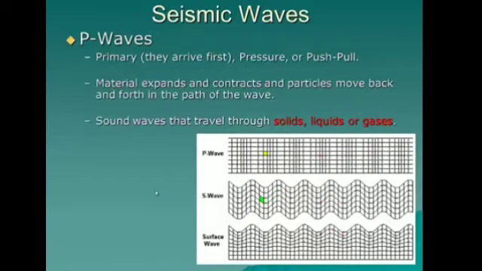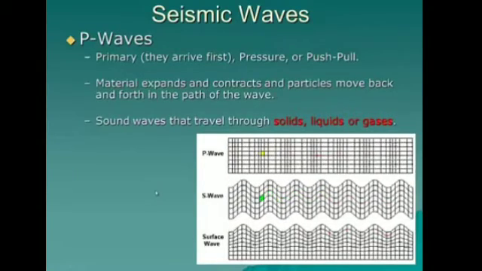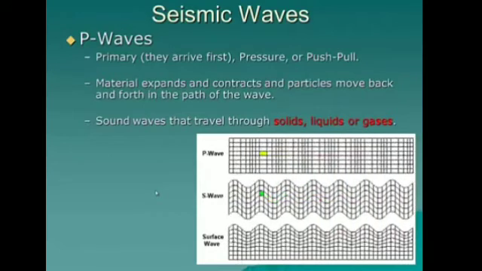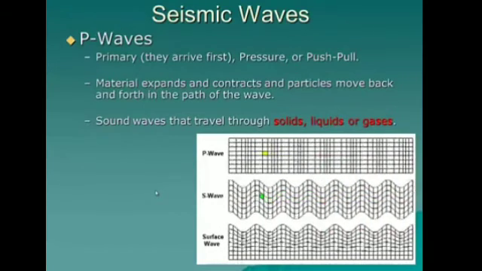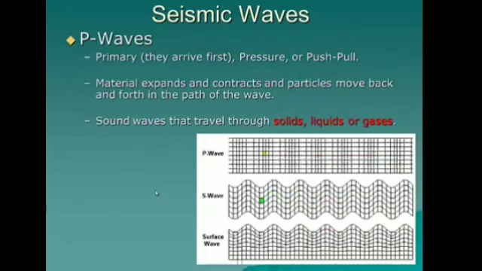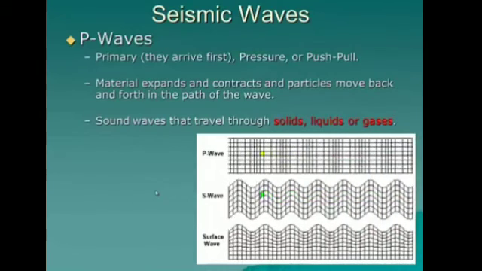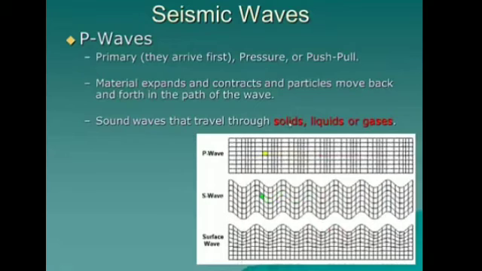P waves. P stands for primary. They are the primary waves. They are the first to arrive. These are pressure or push-pull waves. The material expands and contracts, and particles move back and forth in the path of the wave. And these waves will travel through solids, liquids, and gases.